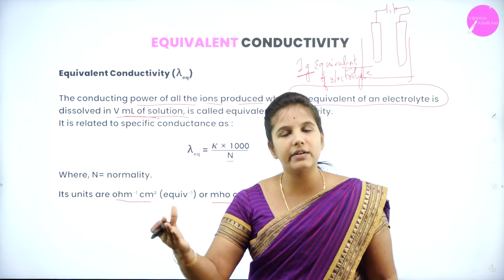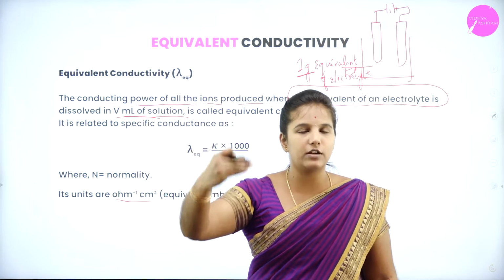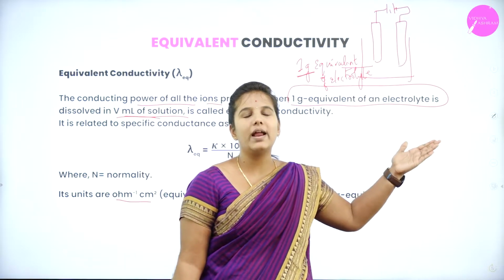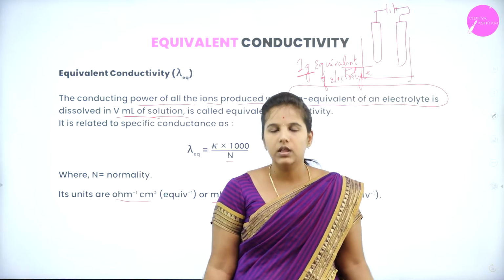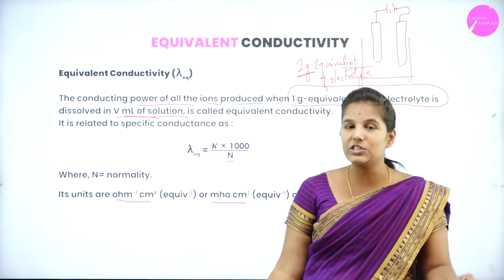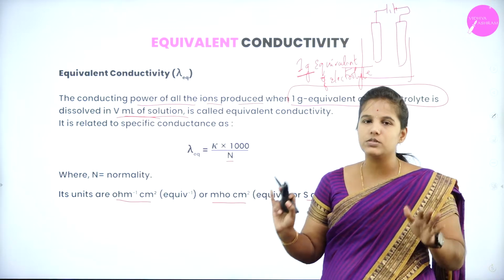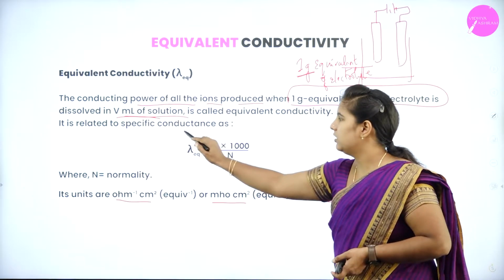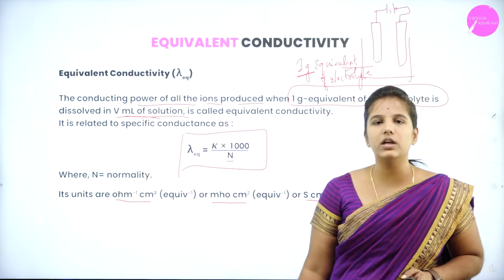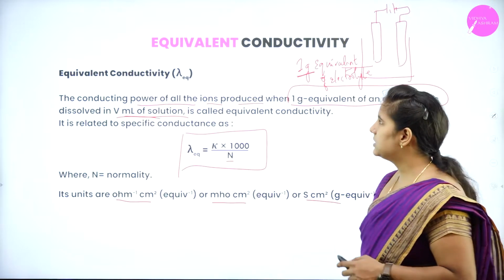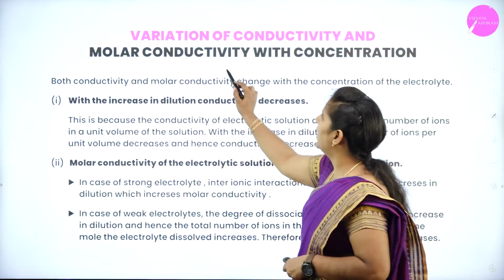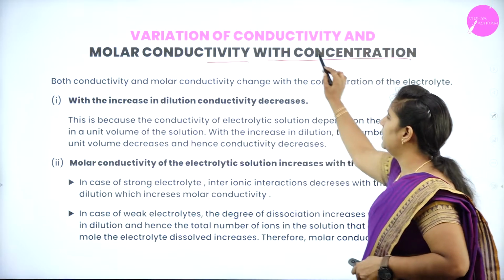Remember, in the molar conductivity, we are dissolving 1 mole of electrolyte in a solution. But here we are dissolving only 1 gram equivalent of electrolyte in a given volume of solution. So the differences you must know, and the SI unit also you must know, and which equation we are using to solve the problem also you must know. That is the final equation for the equivalent conductivity; we are using this equation to solve numericals. Okay. Next, we'll move on to the variations of conductivity and molar conductivity with concentration.